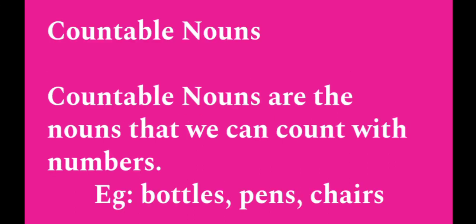Next, let's look at countable nouns. It's the opposite of uncountable. Countable nouns are the nouns that we can count with numbers. That means we can count with the help of numbers. Let's look at the examples. Bottles. We can count bottles. Pens. We can count pens. Chairs. We can count chairs. Okay, so the nouns that we can count with numbers are countable nouns.